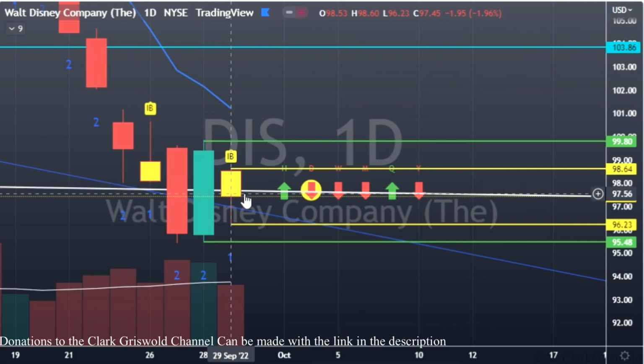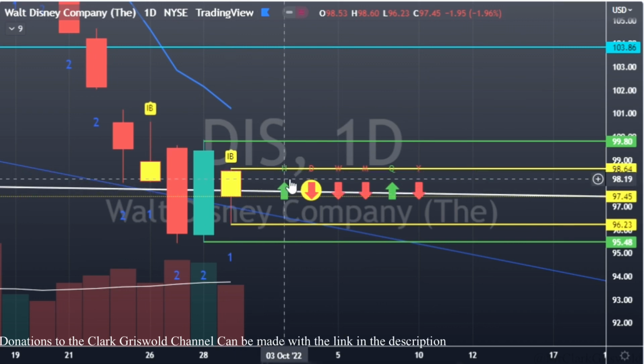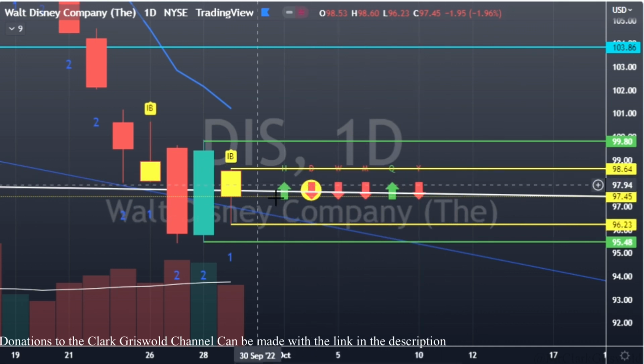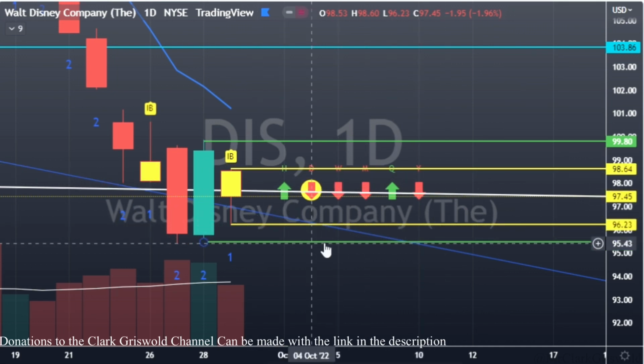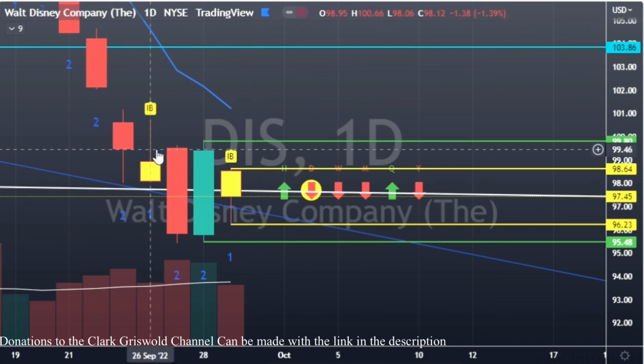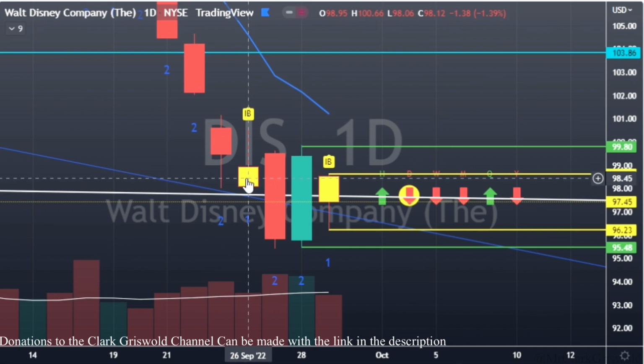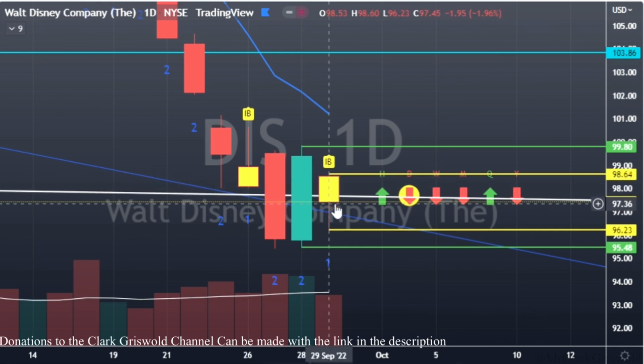So, inside bars, we look for a break of the high for calls at 98.64, or we look for puts at 96.23. And when we go back and look at history, at past setups where we had inside bars, now this is a hammer candle, so we'll get into that in a second.